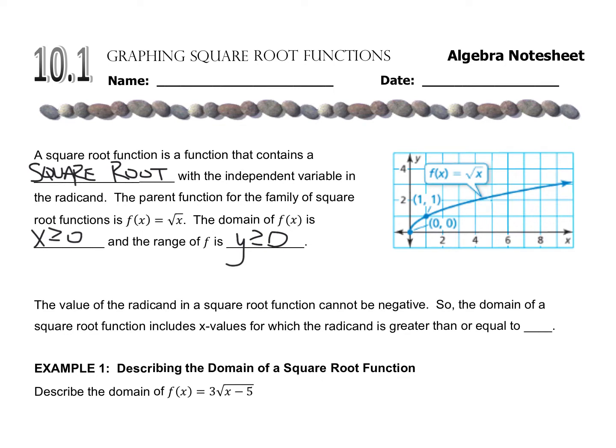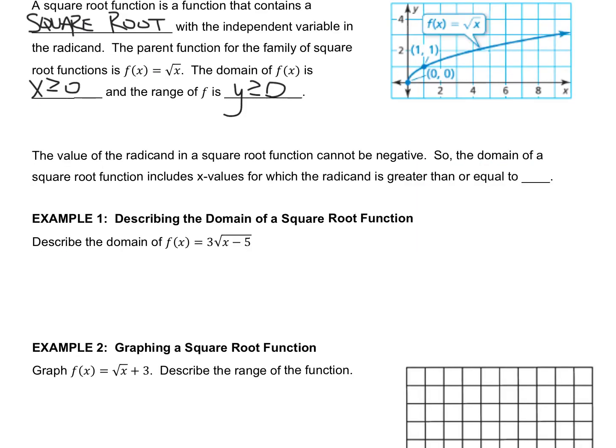It makes sense if you think about it. My x values, we've always said so far this year, have been all real numbers. But for this one, I can't have a square root of a negative number. So those are not possible on the graph. As I said, the value of the radicand in the square root function cannot be negative. So the domain of the square root function includes x values for which the radicand has to be equal to or greater than 0. In this case, it's easy to see.